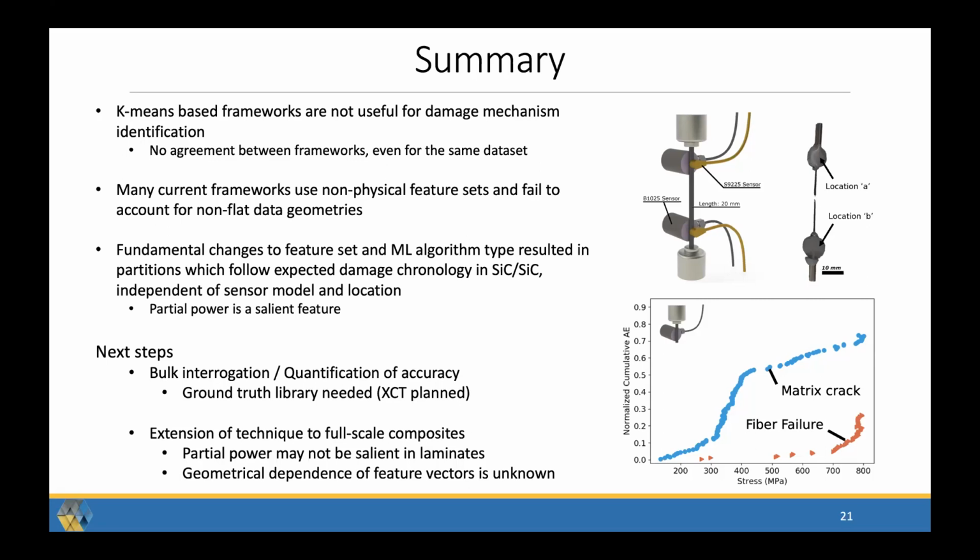So it would be better to do some kind of CT measurements to get some ground truth data based on a real specimen.